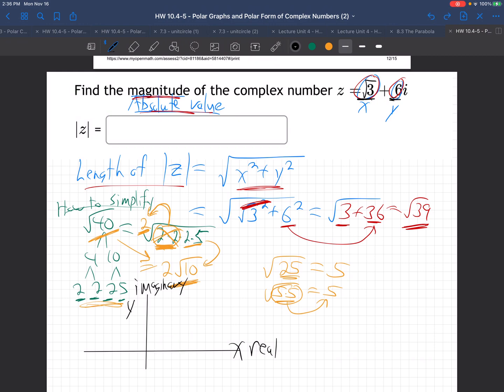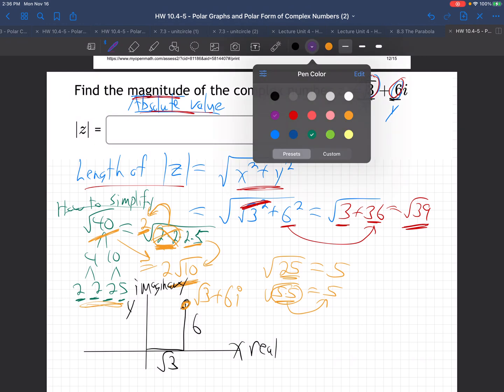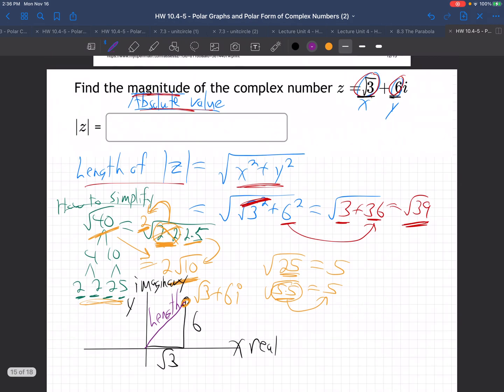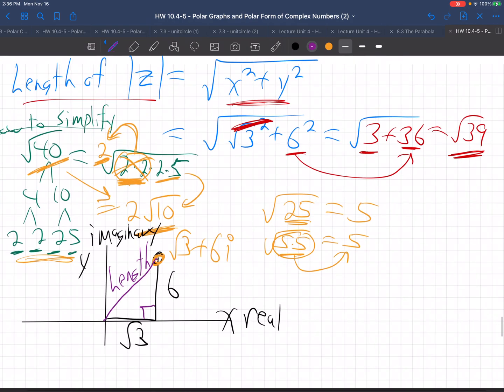We found the point. It's going to be over square root of 3 up 6. That would be the complex number right here. Square root of 3 plus 6i would be located right there in the complex plane. Now, if you want to think about what the distance is out to that point, it's right there. This is going to be the length out to the complex number. And how are you going to get that? It's Pythagorean theorem, isn't it? Right? You would just take this squared plus that squared equals that squared.